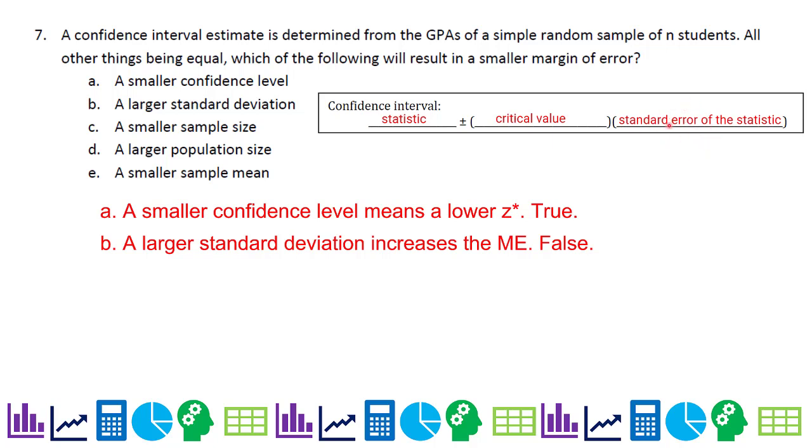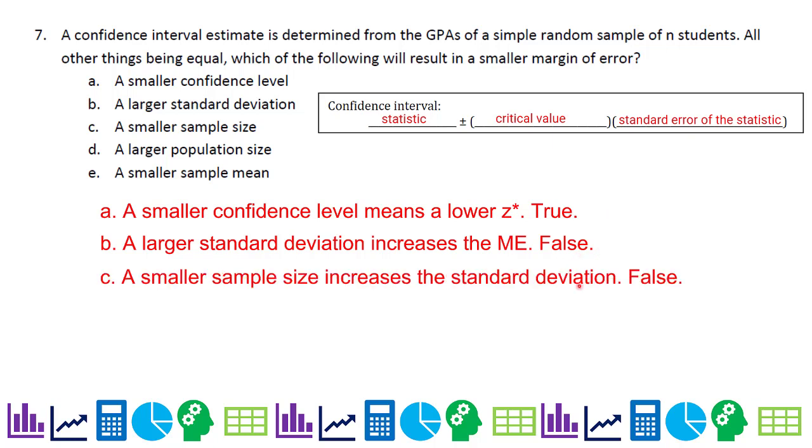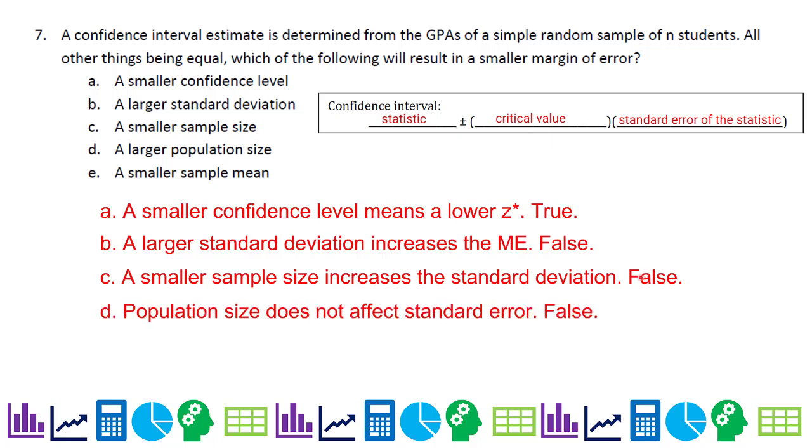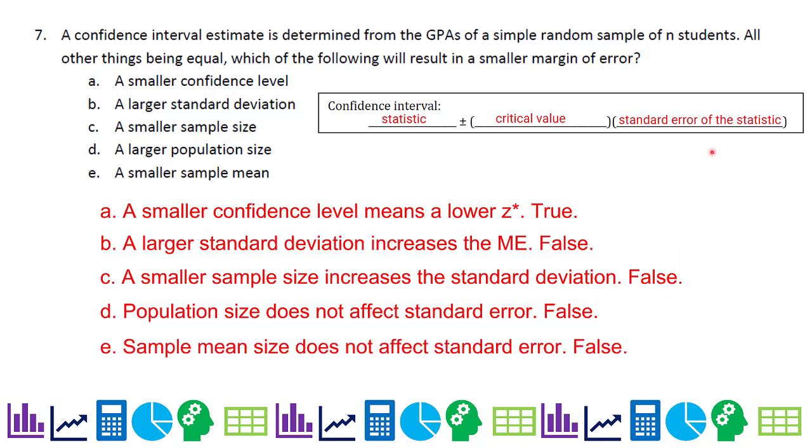They could also say standard error, by the way. And so B is false. A smaller sample size also increases the standard deviation, so that's false. Population size does not affect standard error, all right? The only reason it might be an issue is if you broke the 10% rule, but that's more in the accuracy of the calculation of this value than anything else. A smaller sample mean also does not affect the standard error. The mean is not included in that calculation, so E is false. So the correct answer is A.